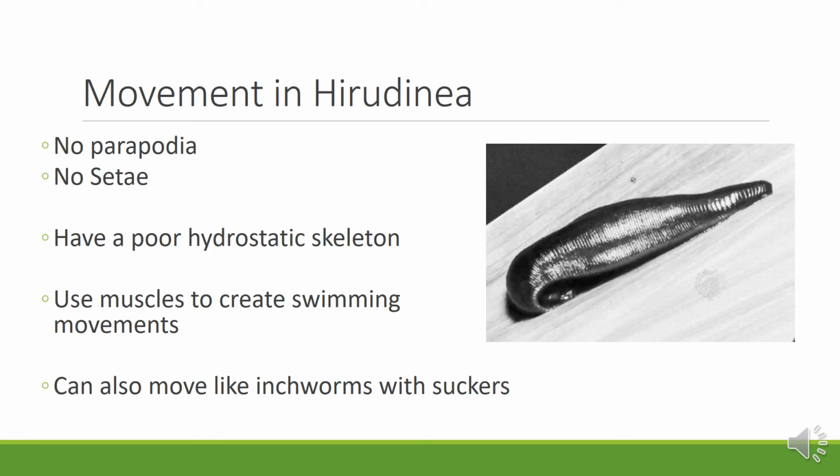Movement in Hirudinea. They have no parapodia, no setae. They have a poor hydrostatic skeleton, as you can see on this guy on the right. He's not round like a lot of the other ones we've seen. He's kind of flattened. They can use their muscles to create swimming movements, and they can also move like inchworms with suckers. So the front sucker will grab onto something, and then the back one will move up to it, grab on, and then the front one will reach out, kind of inching along like an inchworm.